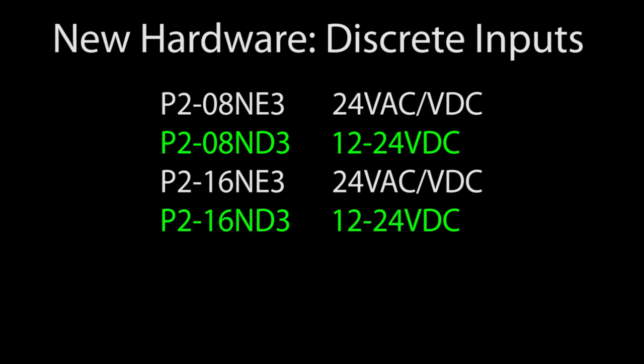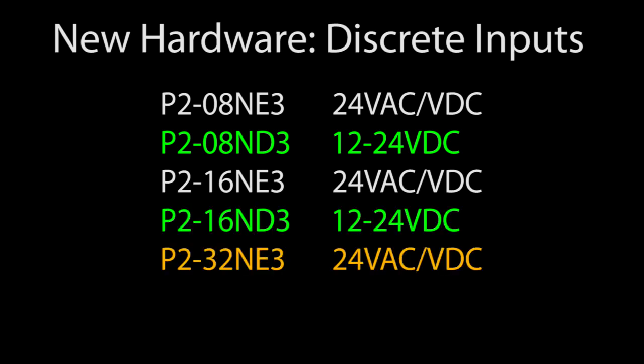The discrete input modules now include 8 and 16-point DC-only modules, and there's also now a 32-point 24-volt AC-DC input module. The DC-only modules have better signal characteristics and support a wider voltage range. The AC-DC modules are handy when you need the flexibility to support either voltage type.